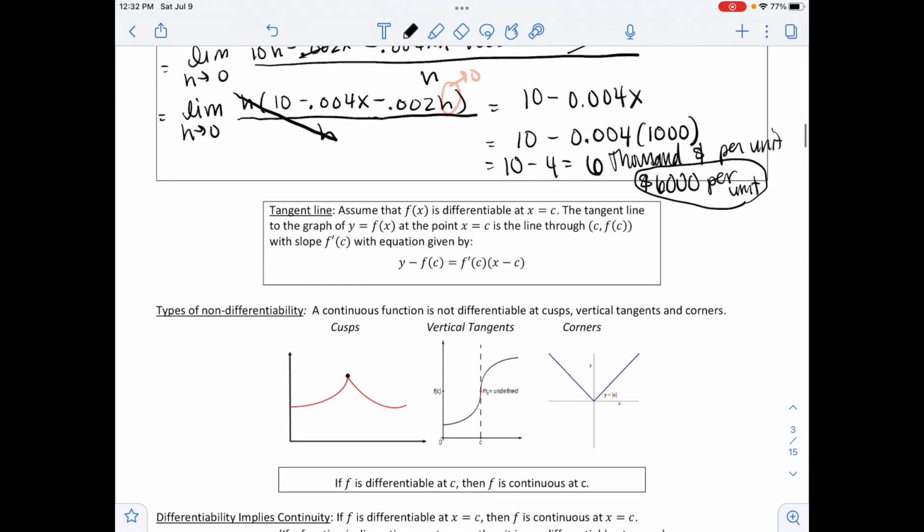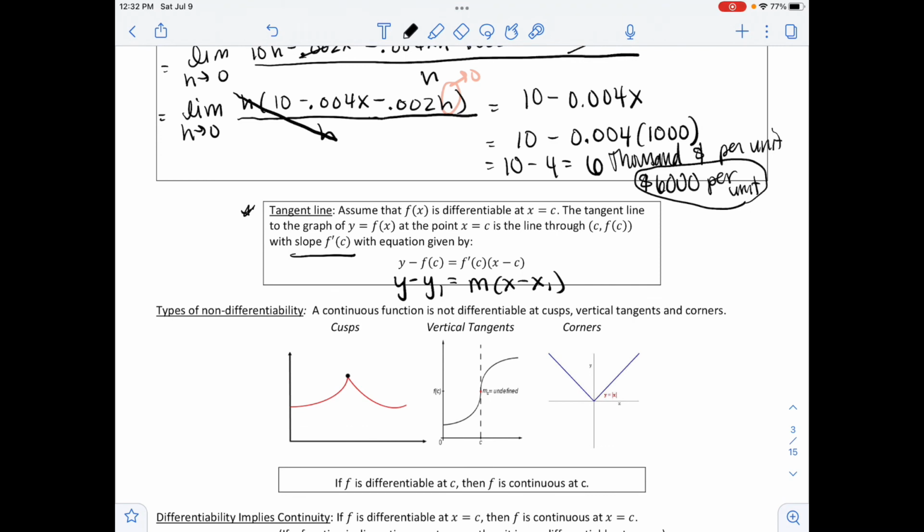Right below this, we have an equation for a tangent line, which hopefully looks familiar to you. It says, assuming that f of x is differentiable at x equals c, the tangent line to a graph of y equals f of x at the point x equals c is the line through c comma f of c with slope f prime of c, with the equation given by y minus f of c equals f prime of c times x minus c. So for me, I don't remember this using this type of notation. I remember it from algebra, and that's our point slope formula. So y minus y1 equals m times x minus x1.